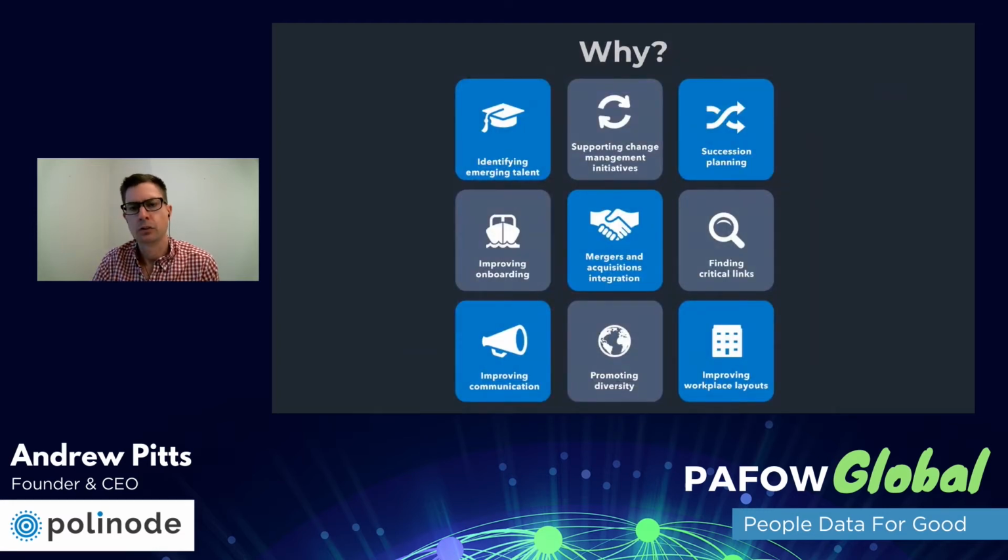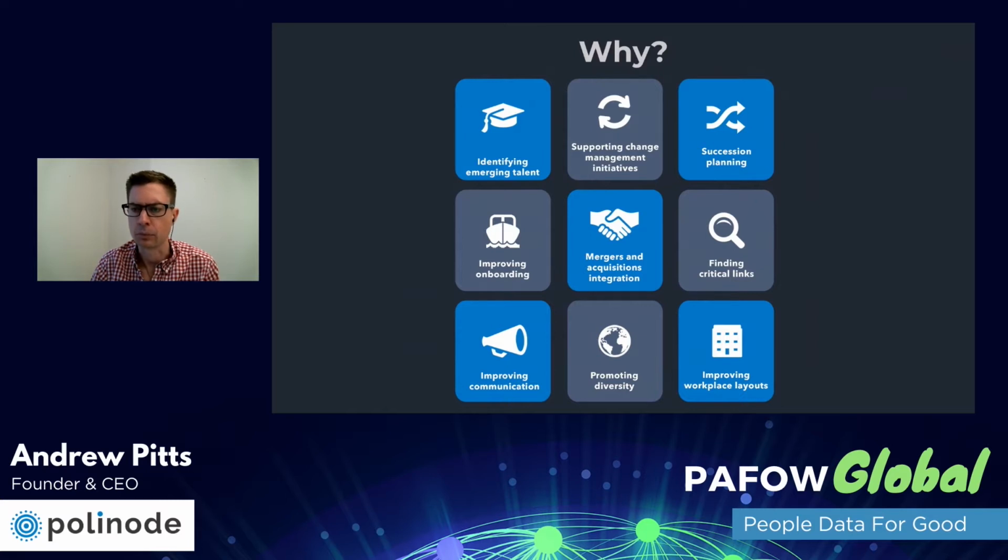Key question: why do we use ONA? What are some of the use cases? I'm just going to mention some of this very briefly for context. Things like identifying emerging talent, also supporting change management initiatives. Identifying influencers is a key use case, and that gets used in a bunch of different ways, but one of them is change management.